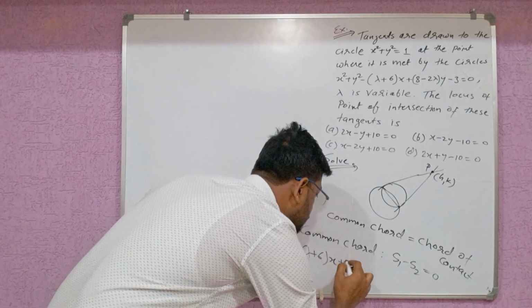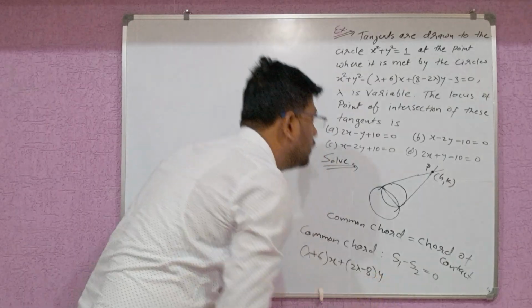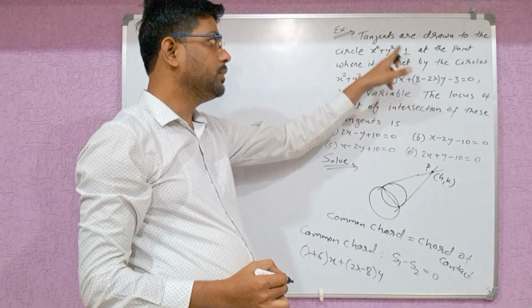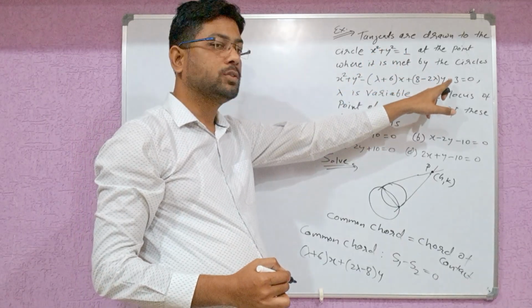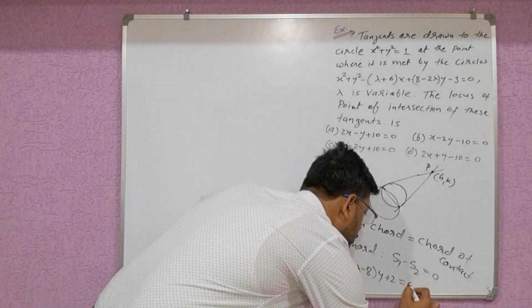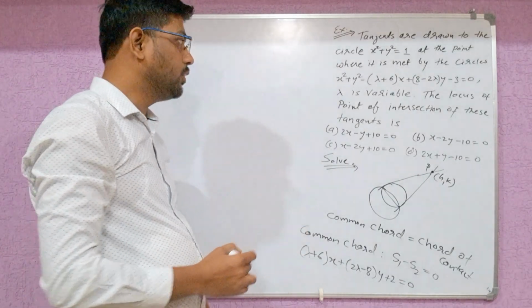So plus 2 lambda minus 8 y. This with minus sign I have written. Then by taking it to the left side, this will be minus 1, so minus 1 minus of minus 3, that will be plus 2. So this will be plus 2 is equal to 0. This is the equation of the common chord that I have got.